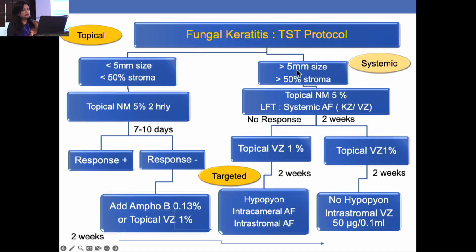But if the ulcer size is large, the ulcer depth is more than 50% involvement, then start topical and systemic both. So you will give topical natamycin and a systemic antifungal both. If for 2 weeks there is no response, add topical voriconazole, that means a second drug. And if there is no response after 4 weeks, give intrastromal, intracameral, or both depending upon where your exudates are.